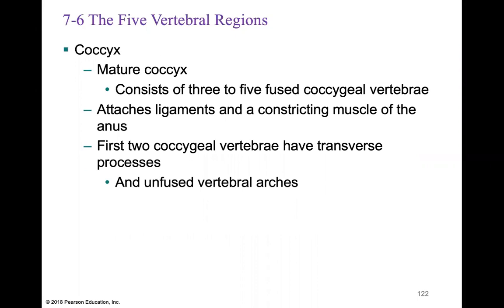The mature coccyx will consist of 3 to 5 fused coccygeal vertebrae. The coccyx is going to attach ligaments and a constricting muscle of the anus. The first 2 coccygeal vertebrae will have transverse processes and unfused vertebral arches. And this is more commonly referred to as your tailbone.